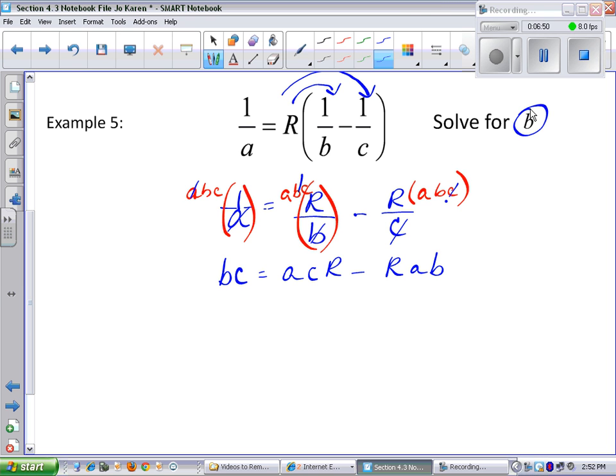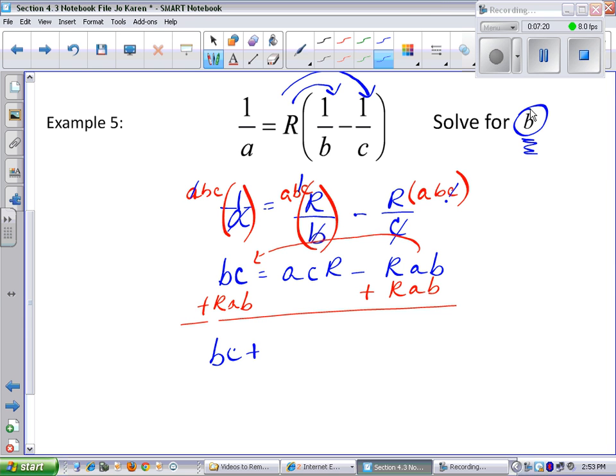Now I have to keep my mind on the target. I am solving for B. So the B's need to be on the same side, which means I need to move this term that has a B over to the other side. It is minus RAB, so I am going to add RAB to both sides. And this will give me BC plus RAB is equal to ACR.